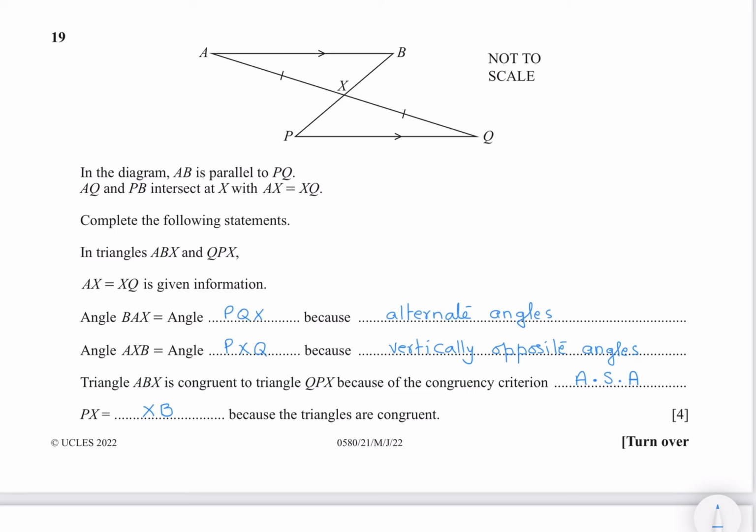Triangle ABX is congruent to triangle QPX because of the congruency criterion ASA. ASA means angle side angle. PX is equal to XB because triangles are congruent.